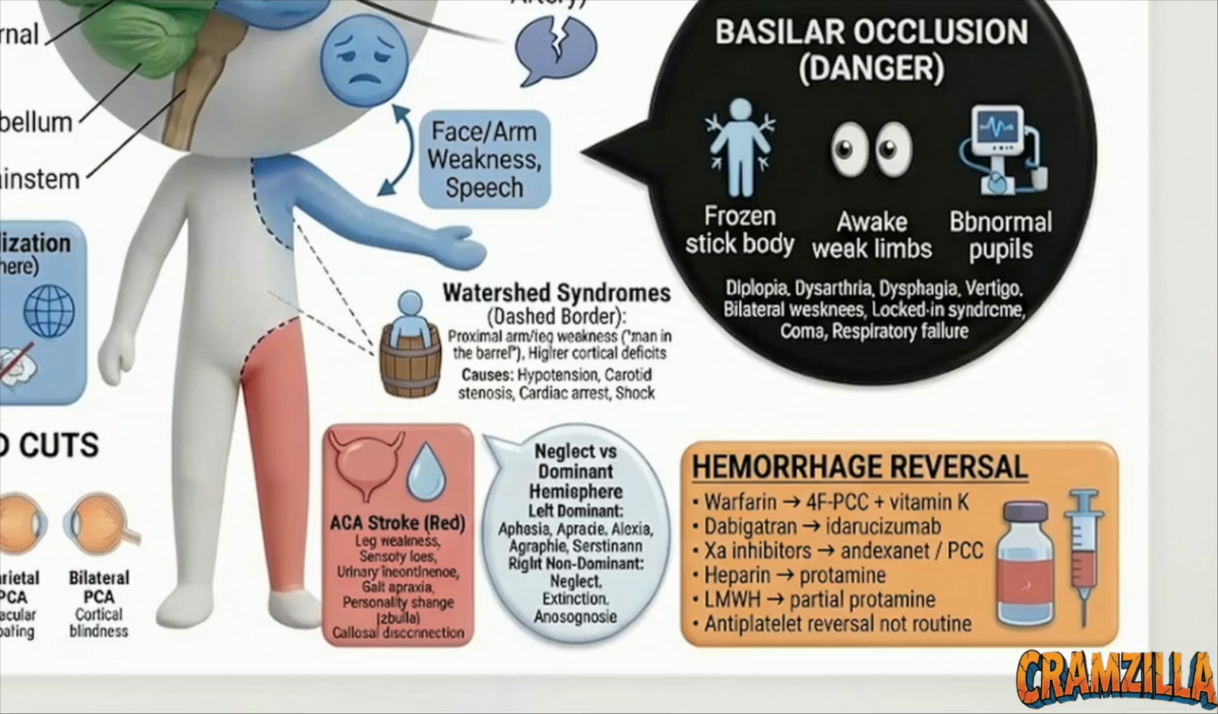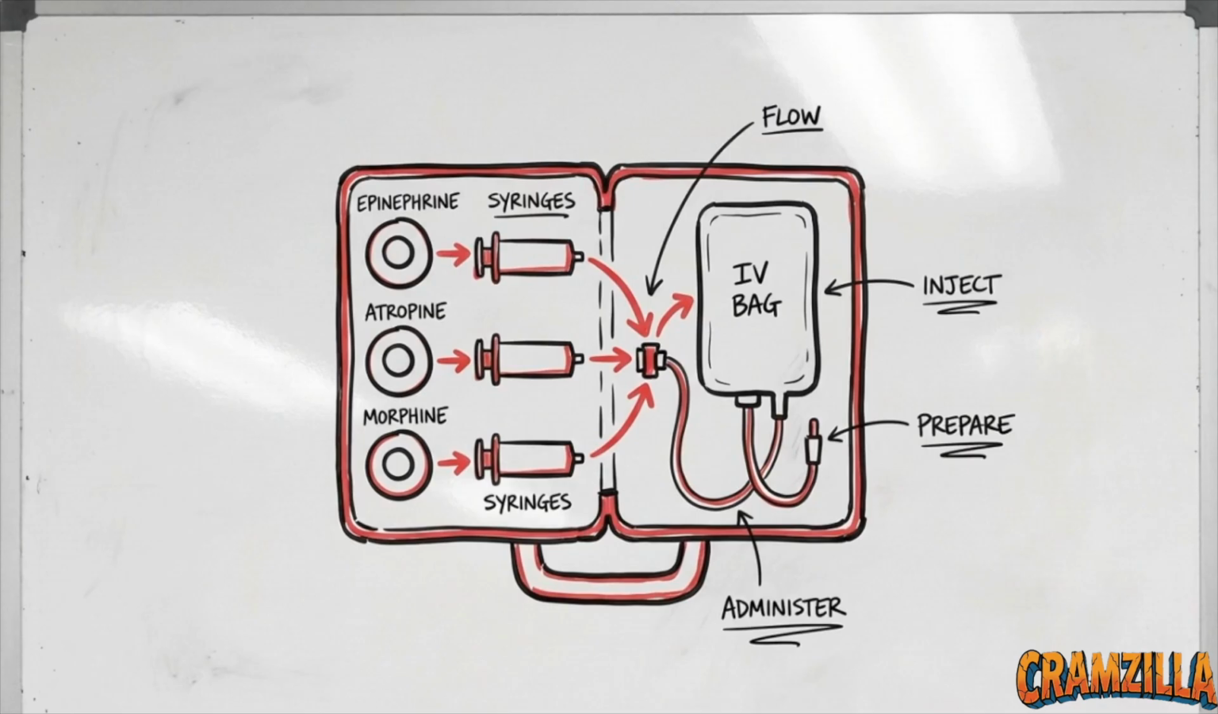The chemical antidotes are highly specific. Warfarin requires 4-factor prothrombin complex concentrate and vitamin K. Dabigatran demands idarucizumab, and Xa inhibitors require andexanet alfa or PCC. Having these reversal pairings mapped out ensures immediate readiness for hemorrhagic emergencies.